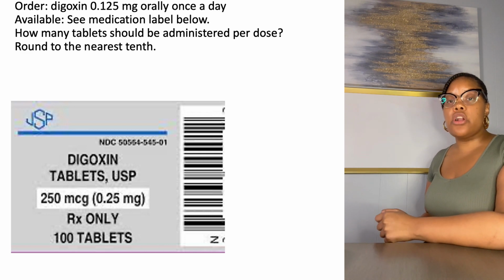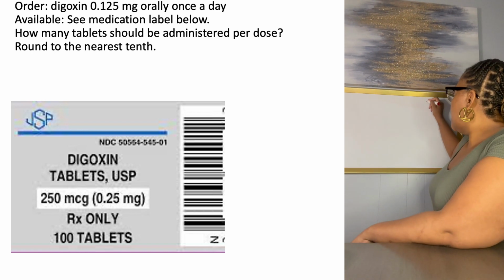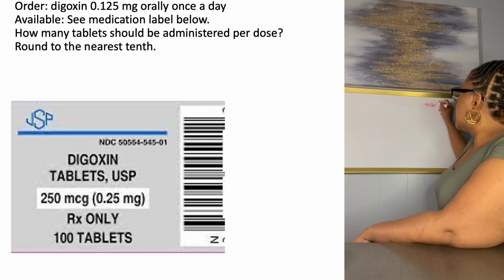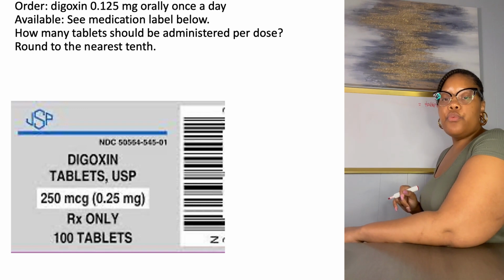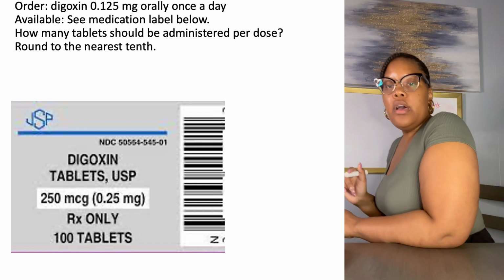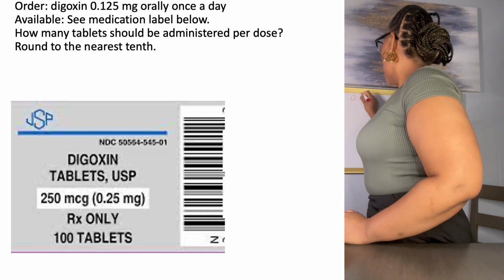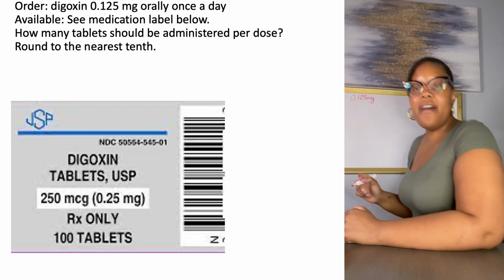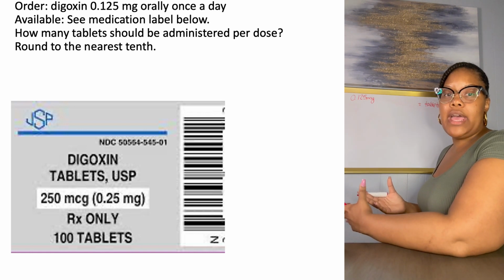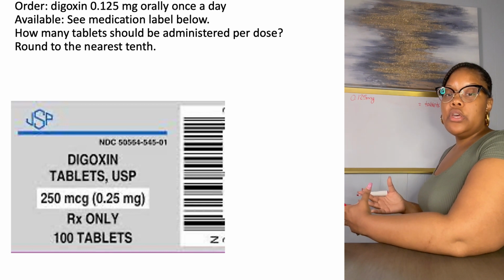All right, so we're going to start off by what we have, but we know that we need to end in tablets. So I always like to write on this side, whatever we do, we need to end in tablets. We're going to start off with what we have, so we have 0.125 milligrams. We know that we're kind of in trouble now with milligrams because our label is in micrograms. So what are we going to do? We're going to do a conversion.